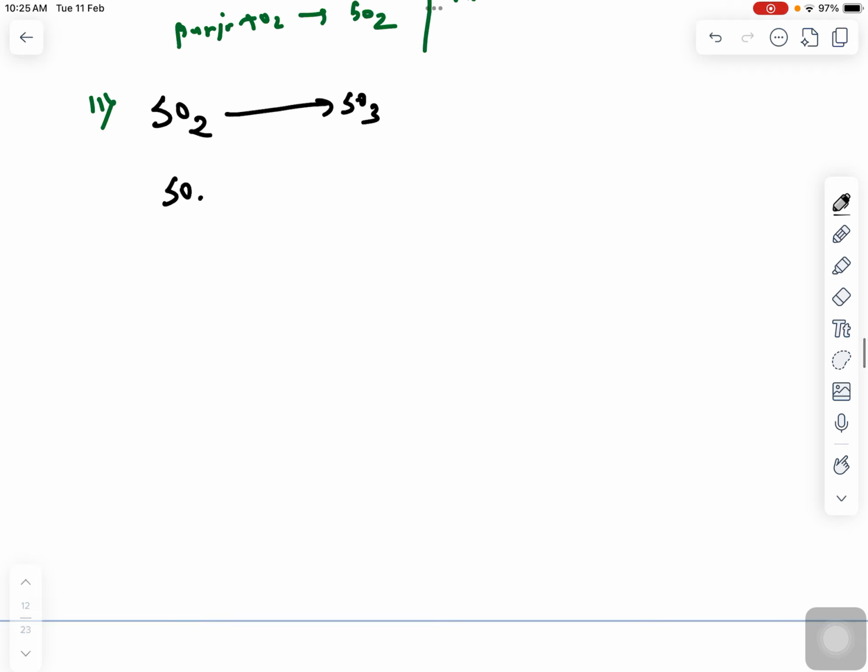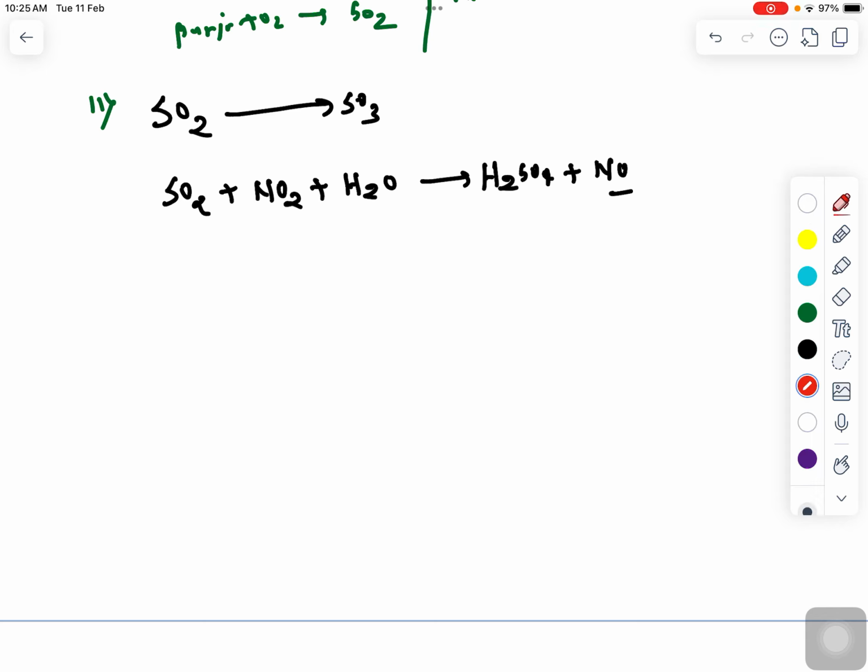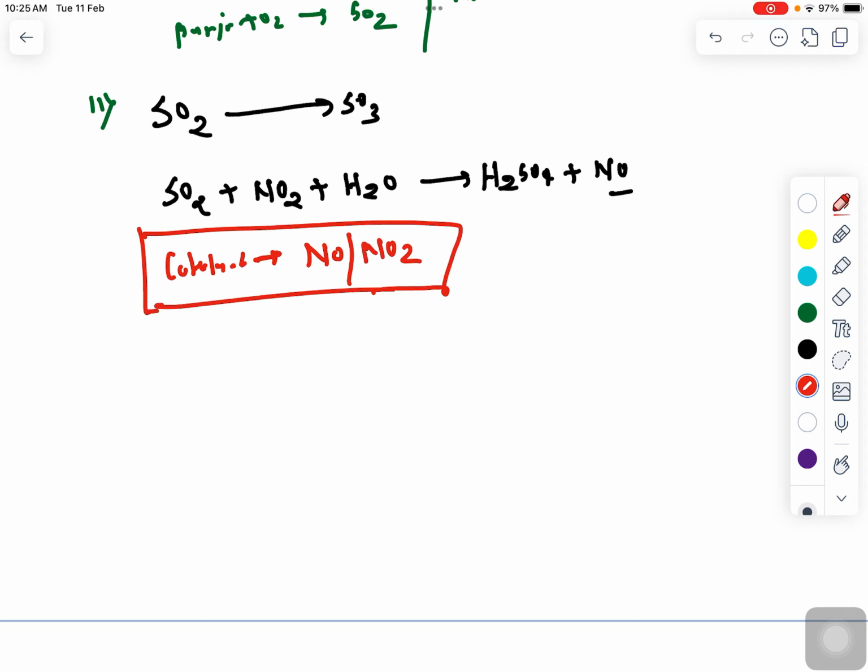So this step is happening in place of SO2, it will react with nitrous oxide plus water, producing H2SO4 plus NO, right? So here you can see the catalyst that is being used in this particular step is nitrous oxide or nitrogen dioxide, right? So these kind of catalyst is used in lead chamber process. Earlier V2O5 or platinum was used. Nitrogen is regenerated and reused in the reaction.